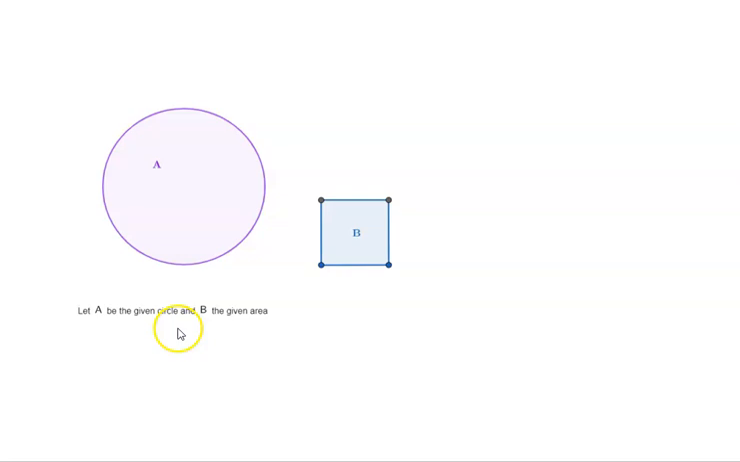Let A be the given circle and B the given area. Which means we have two unequal magnitudes, A plus B and B. Circumscribe and inscribe polygons C and I in the circle A such that C is to I is less than A plus B is to B. And we have already seen how to do it, so I just present it.